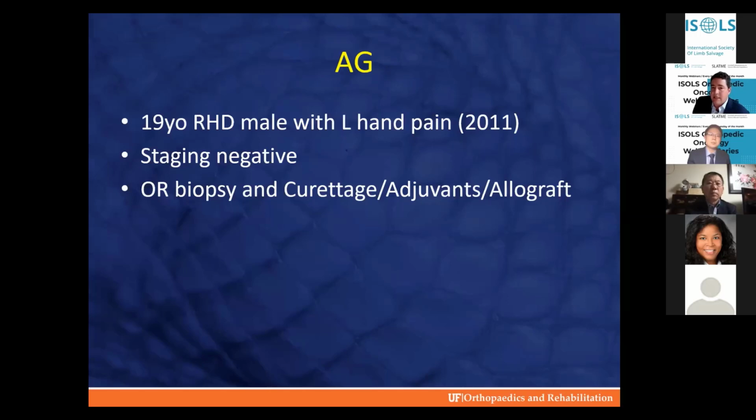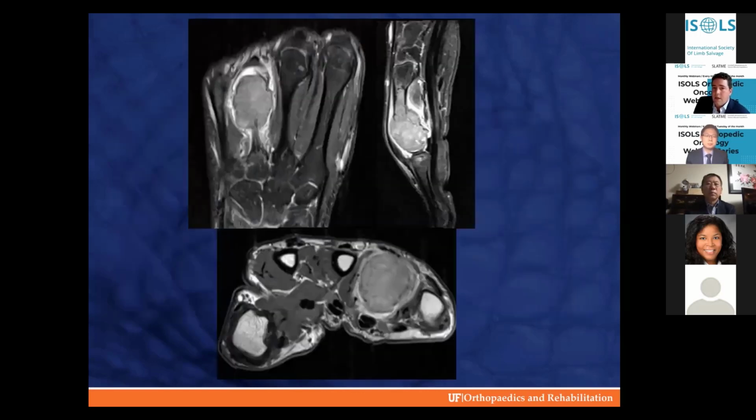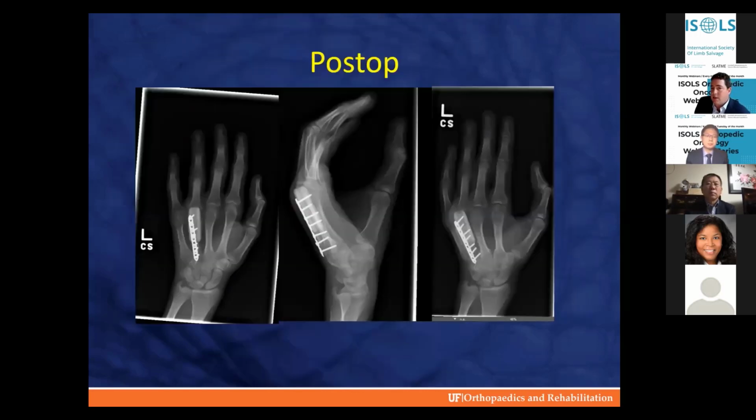The last case is a case that is kind of the gift that keeps on giving. This poor young gentleman in 2011, Dr. Scarborough, my partner, treated him. He had a curettage, adjuvant, and allograft for this GCT of his left fourth metacarpal. Here's his imaging. And they did this surgery. I guess all they really had left was periosteum, and kind of brought the metacarpal head over this allograft fibula, and were able to reconstruct his metacarpal.